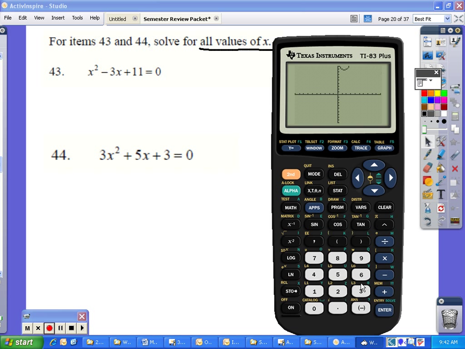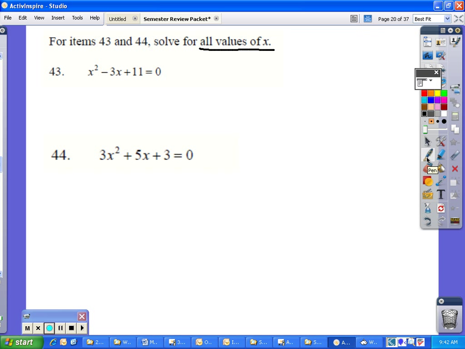You can see that this parabola crosses all the way up here, which means it's going to continue up in each direction. Is it ever going to cross the x-axis? No, it's not. So since it's never going to cross the x-axis, I know I'm looking for two imaginary solutions.